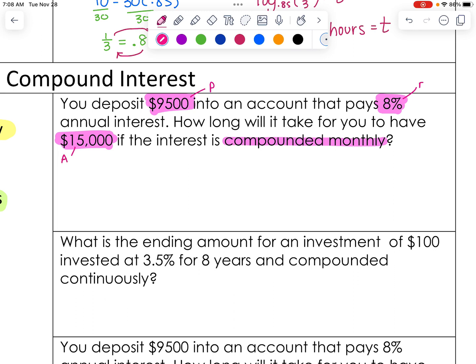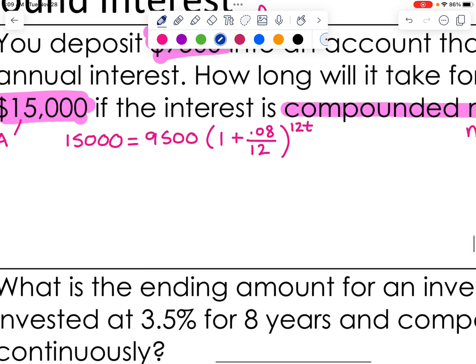And this one says it's compounded monthly. So we're going to use the compounded at n intervals equation. And n is going to be 12 since it's monthly. So let's plug into the equation we have. We've got 15,000, which is A, equals P times 1 plus r, which is 0.08, over n, which is 12, to the power of n times t. And there's our equation. All right, now we're going to solve this for t.